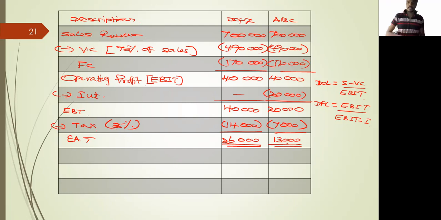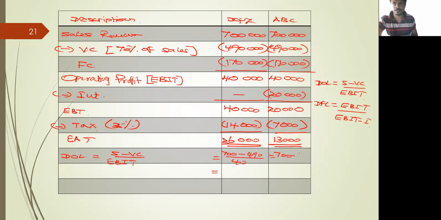Now it's asking, let's do degree of operating leverage equals sales minus variable cost divided by EBIT. Here sales 700,000, minus variable cost 490, EBIT 40. Then here 700 minus 490, EBIT 40.